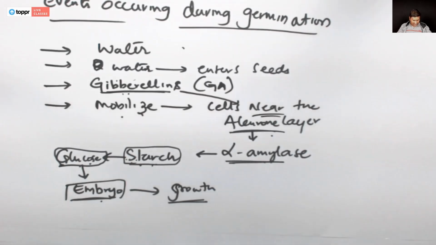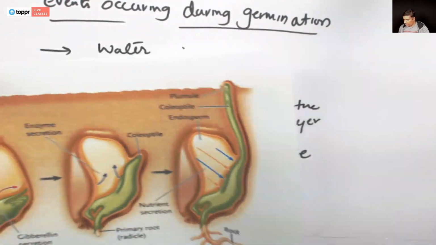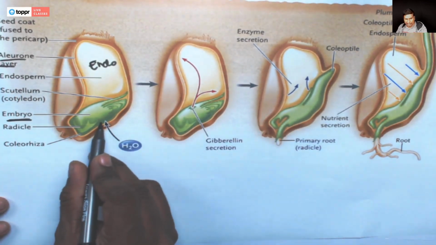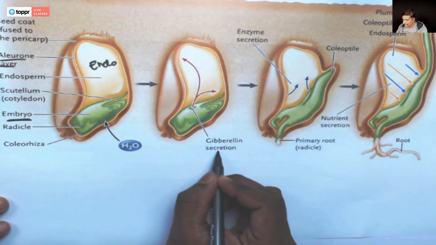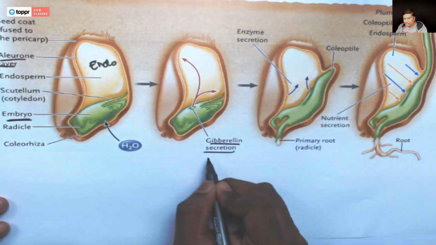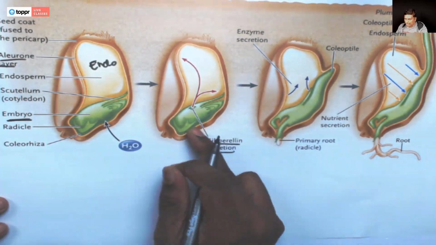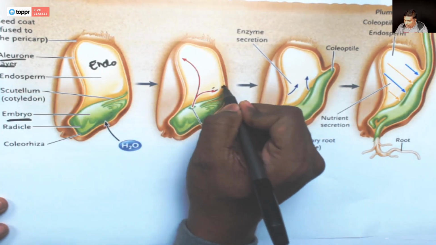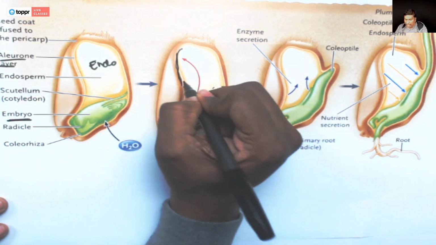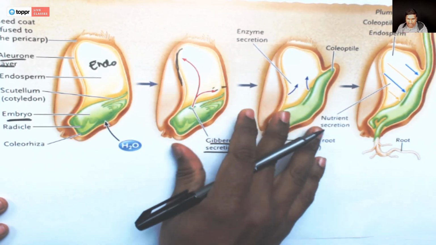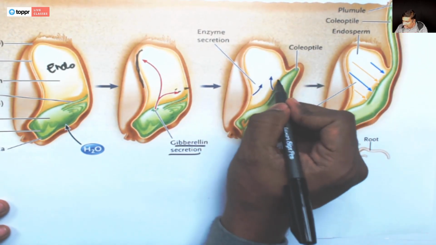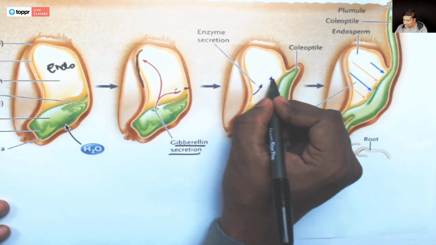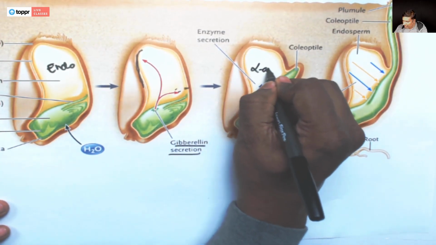Okay, so let's look at the events very quickly. You can see here the water is getting in, and this water will start the mobilization of gibberellins. The gibberellins will start to move, and they go and bind to the cells near the aleurone layer. When the gibberellins bind to these cells, they start secreting the alpha amylase.